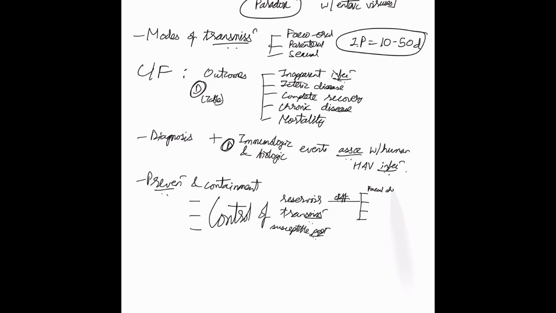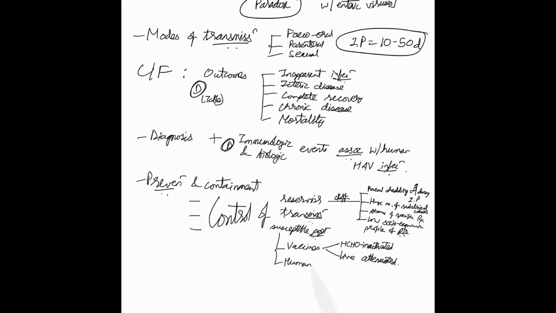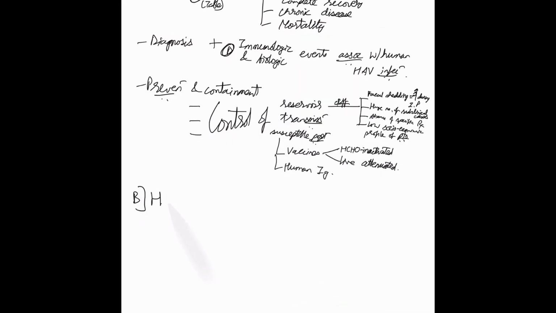Then the prevention and containment of viruses, which involve the control of reservoirs, control of transmission, and control of the susceptible population. Reservoir control is actually a bit difficult because of these reasons. Fecal shedding is extremely high during the incubation period. There are a huge number of subclinical cases. There is no specific treatment because it's viral. And the low socioeconomic profile of patients is also another factor to consider. For the susceptible population, we have vaccines and human immunoglobulins. Vaccines can be formaldehyde inactivated or live attenuated.